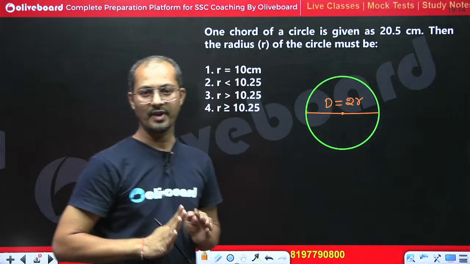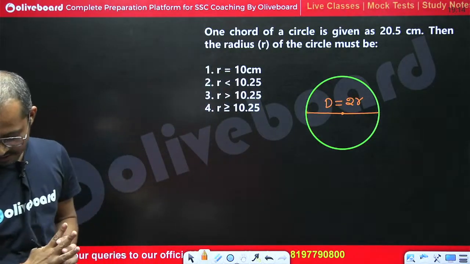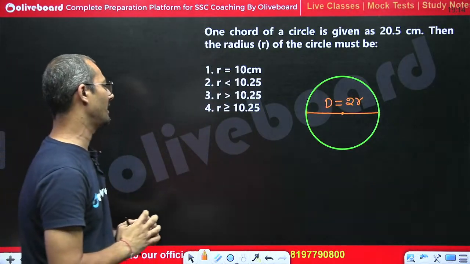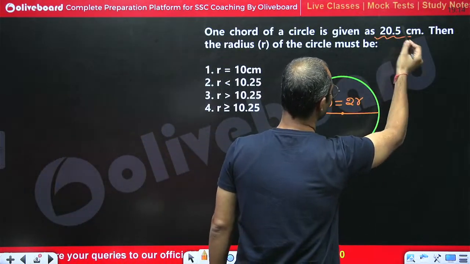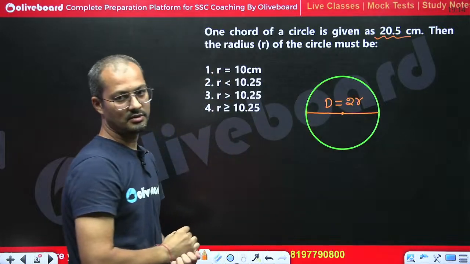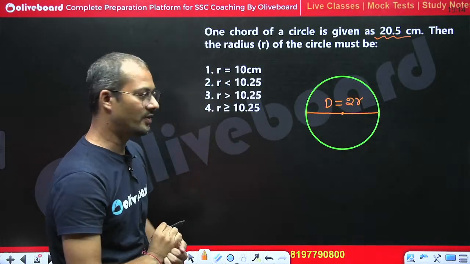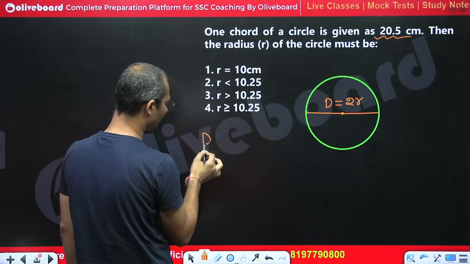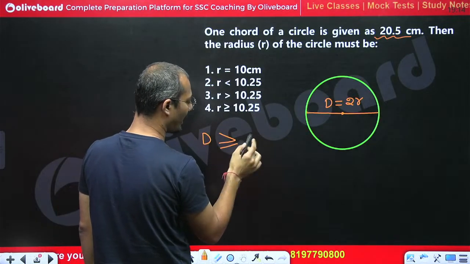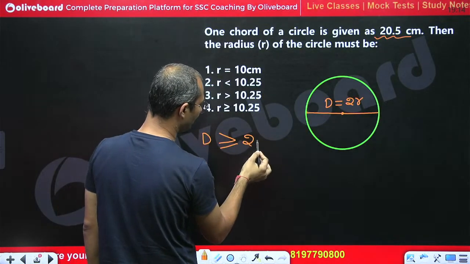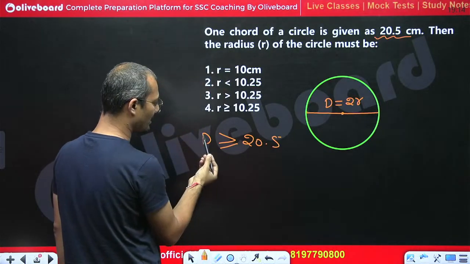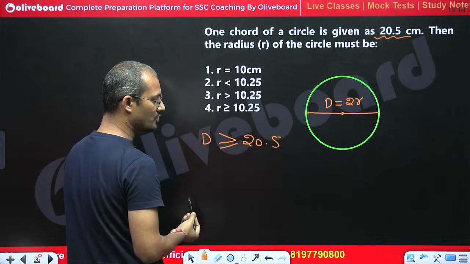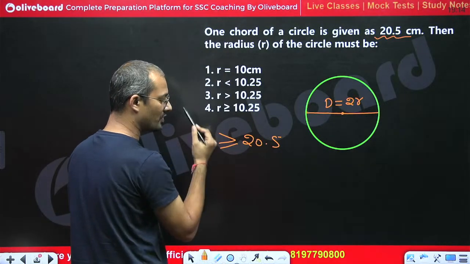Is this clear? I think everyone knows this. The largest chord of a circle is the diameter. So no chord will be greater than the diameter. So we can say that the diameter would be greater than or equal to any length of chord. So here the length of chord is 20.5. So the diameter must be either equal to 20.5 or greater than 20.5.